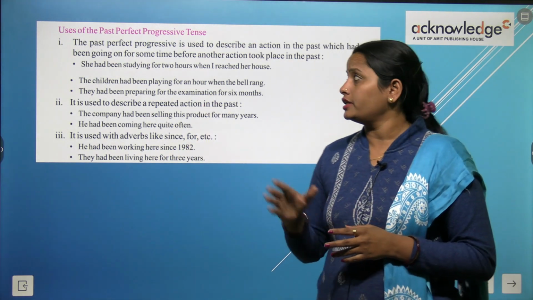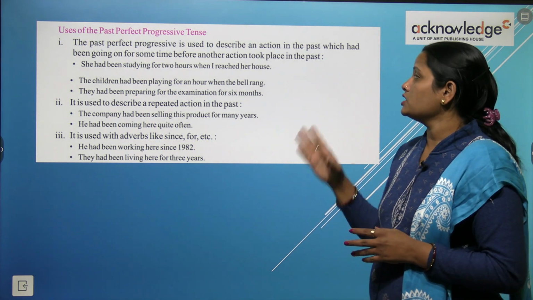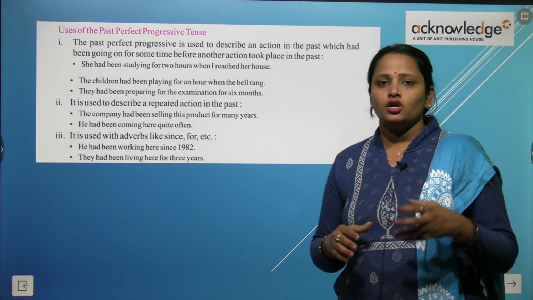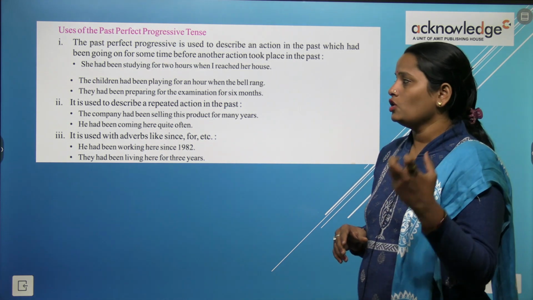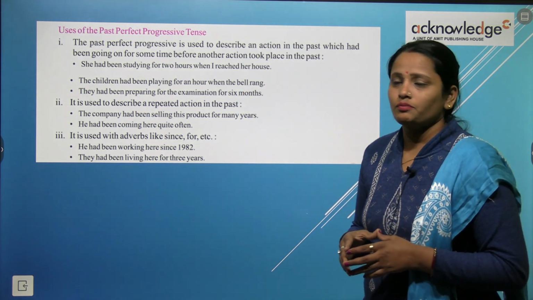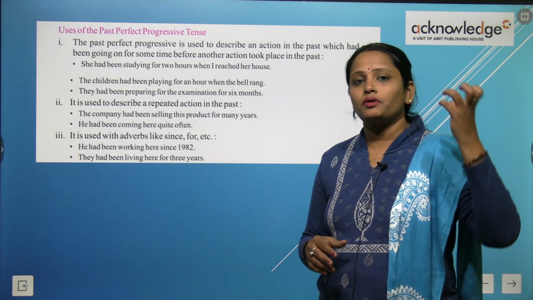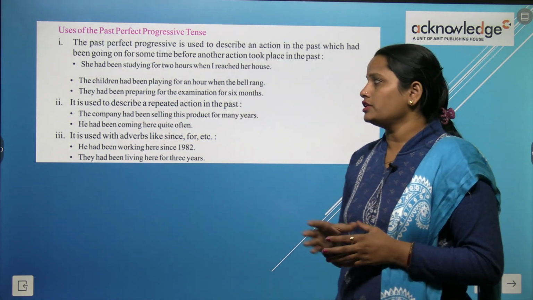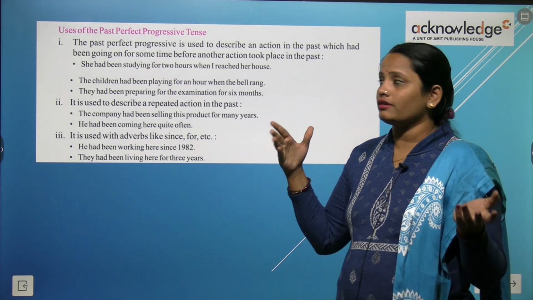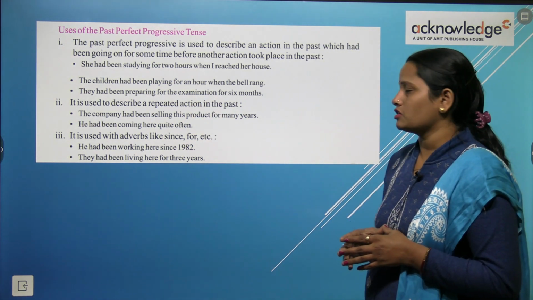Now let's learn the use of past perfect progressive tense. So children, the first point is the past perfect progressive is used to describe an action in the past which had been going on for some time before another action took place in the past. So ऐसे action के बारे में बताता है जो past में हो चुका है इससे पहले कि कोई दूसरा action start होता है. For example, she had been studying for 2 hours when I reached her house. So वो 2 घंटे से पढ़ रही थी जब मैं उसके घर पहुंचा. The children had been playing for an hour when the bell rang. So 1 घंटे से बच्चे खेल रहे थे जब बेल बजी. They had been preparing for the examination for 6 months.